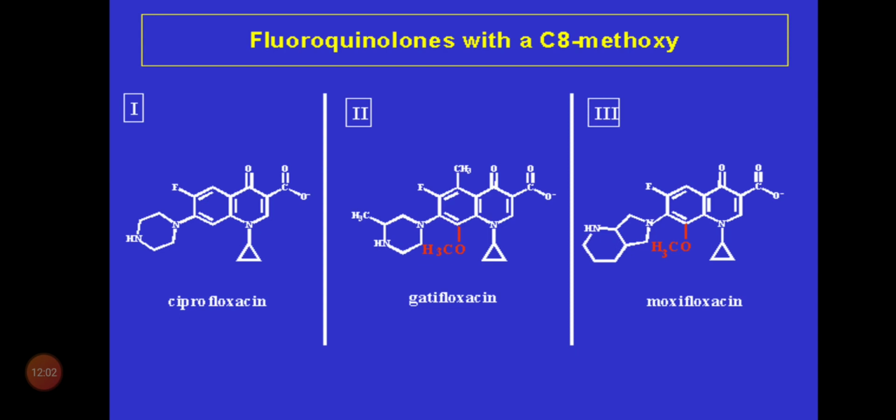These are some examples of fluoroquinolones with a C8 methoxy, that is, a methoxy group present at the 8 position. The first example is gatifloxacin, a very famous drug, where the methoxy group is at the 8 position. Then moxifloxacin is a fluoroquinolone where the methoxy group is also at the 8 position. So these are some examples of fluoroquinolones.